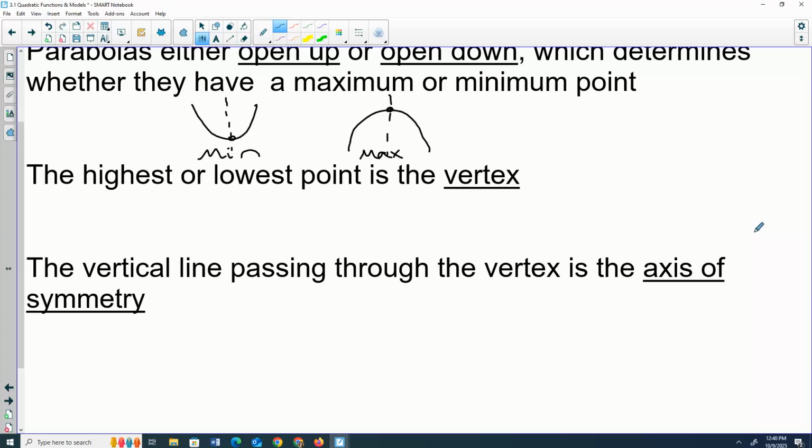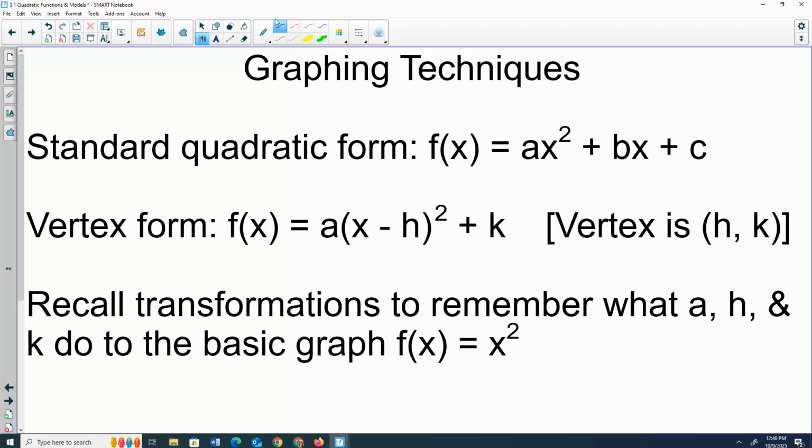Any questions there? So, for graphing these, our strategy kind of depends on what form it's written in. Standard form is that ax squared plus bx plus c. Vertex form is what we were seeing before on our last test when we could do transformations. All of our transformation rules stay the same. Nothing's changing there.